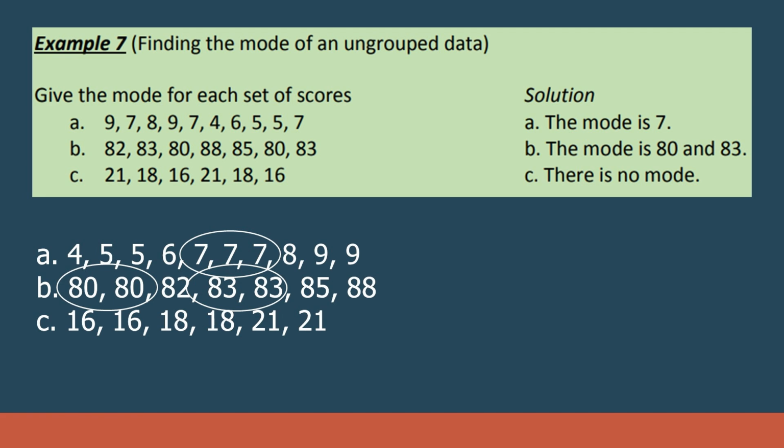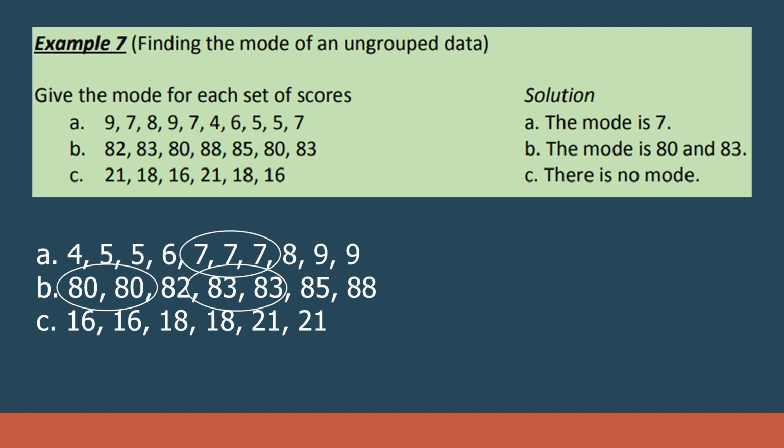Moving on to the next example, we have 82, 83, 88, 85, 80, 83, and 80 as the set of scores. Same as what we did in the first example, we have to arrange the ungrouped data. So we will get the set of 80, 80, 82, 83, 83, 85, and 88. So the modes are 80 and 83, which means we have two modes in the data. So this is an example of bimodal.